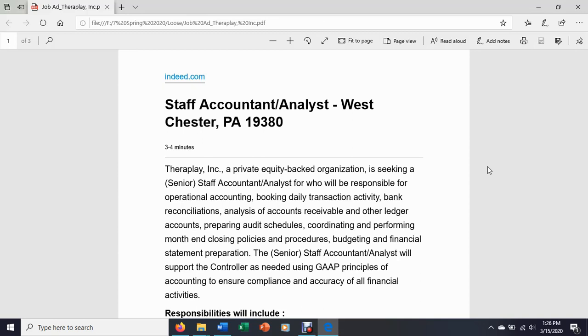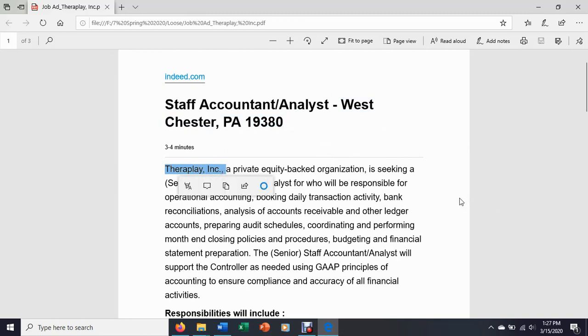You want to be able to figure out whether or not you're going to be a good fit for this job, and you want to identify keywords, key concepts, and key requirements or key activities that the job is going to involve that you can incorporate into your job materials to show them that you're going to be a good fit for this. So in this case, I've more or less at random chosen this job for a staff accountant or analyst in Westchester, Pennsylvania at Fairplay Inc.